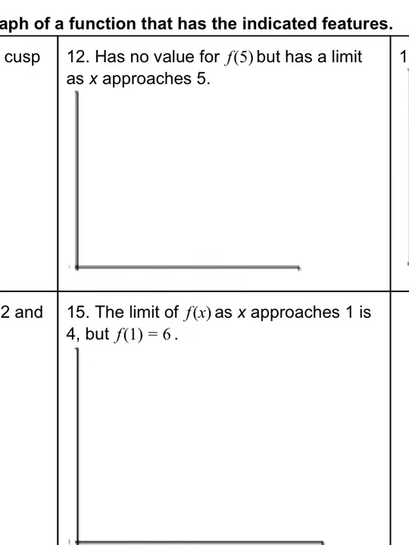Number 12. There can be no value for f of 5, so it means at 5, 1, 2, 3, 4, 5, we need a hole. It can be anywhere. So there's no y value, but there has to be a limit. It has a limit as x approaches 5. So the left and the rights have to be coming in at 5. Okay, so we've got it. No y value, but there is a limit at 5.